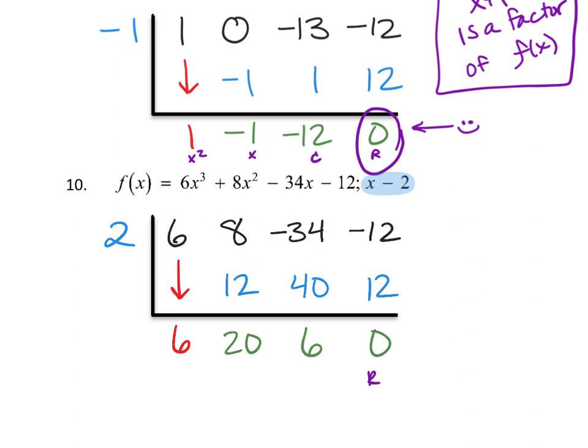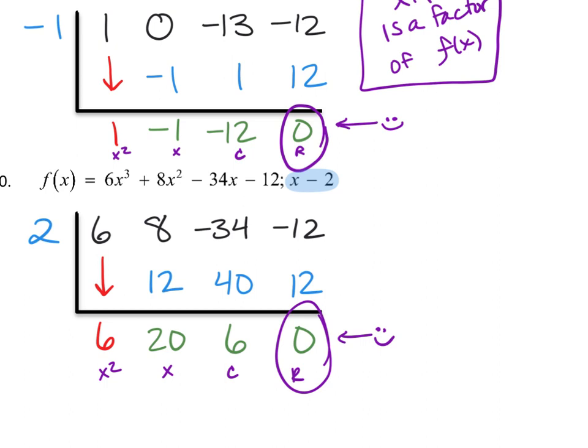And again, in my remainder spot, I have a 0. That's good. We want that to happen. And if our remainder is 0, then we can confidently say that the binomial we divided by is a factor of f of x.